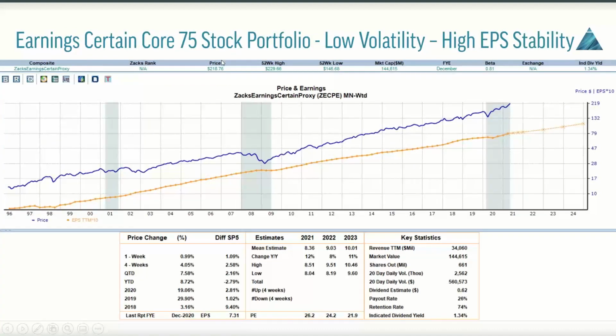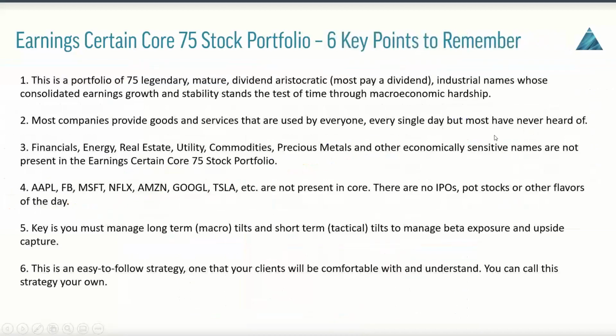The earnings certain portfolio is obviously a lot different, right? This is low volatility, high EPS stability. So much different scenario. You can see earnings literally just continue to grow almost virtually unscathed through every recession. And you can see that that price just continues to march higher and higher and higher as those earnings continue to grow, anywhere between a 9 to 11.5% or so growth rate each year.